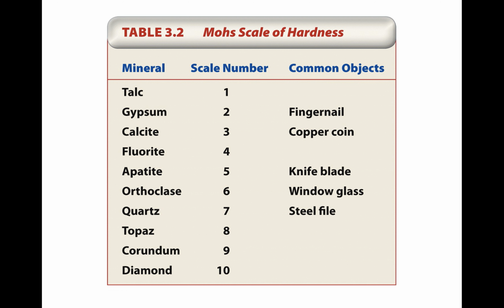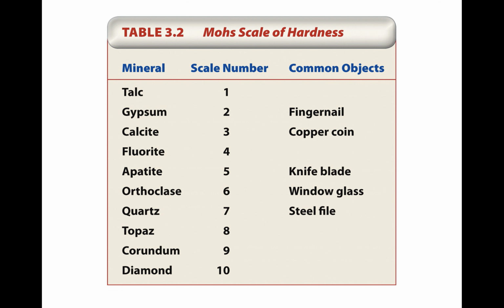Then we have calcite with a hardness of 3, we can scratch it with a copper coin. We have then a hardness of 4 when we are talking about fluorite. Then we have a scale number of 5 when we are talking about apatite. And the apatite we can scratch with the blade of a knife. Then we have orthoclase with a hardness scale of 6. We can scratch it with a window glass, yeah. Then we have quartz with a hardness of 7.